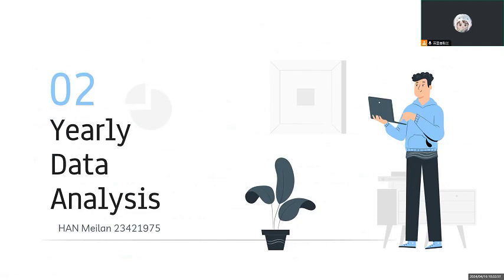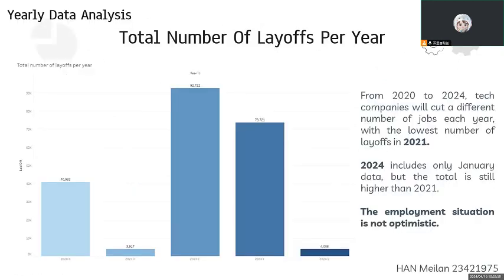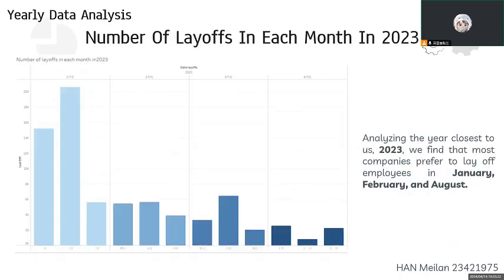First, I'll talk about the yearly data analysis. The first picture shows the total number of layoffs per year. We can see from 2020 to 2024, tech companies cut a different number of jobs each year, with the lowest number of layoffs in 2021. 2024 includes only January data, but the total is still higher than 2021. And we can see the employment situation is not optimistic.